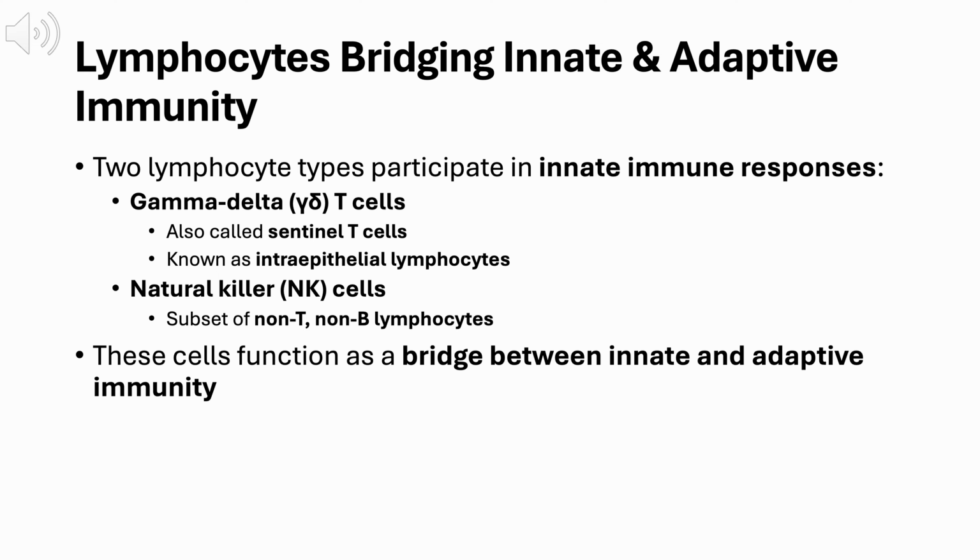The second group is natural killer, or NK cells, which belong to the non-T, non-B lymphocyte category. Natural killer cells can recognize and destroy infected or abnormal cells without requiring prior antigen-specific sensitization. Together, gamma delta T cells and natural killer cells blur the traditional boundary between innate and adaptive immunity, serving as an important bridge between the two systems.